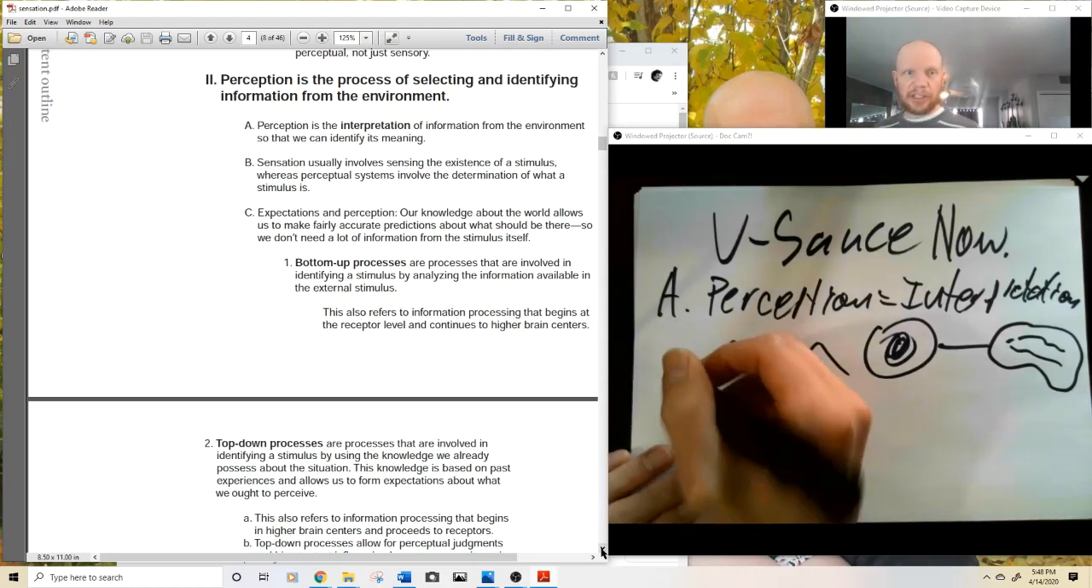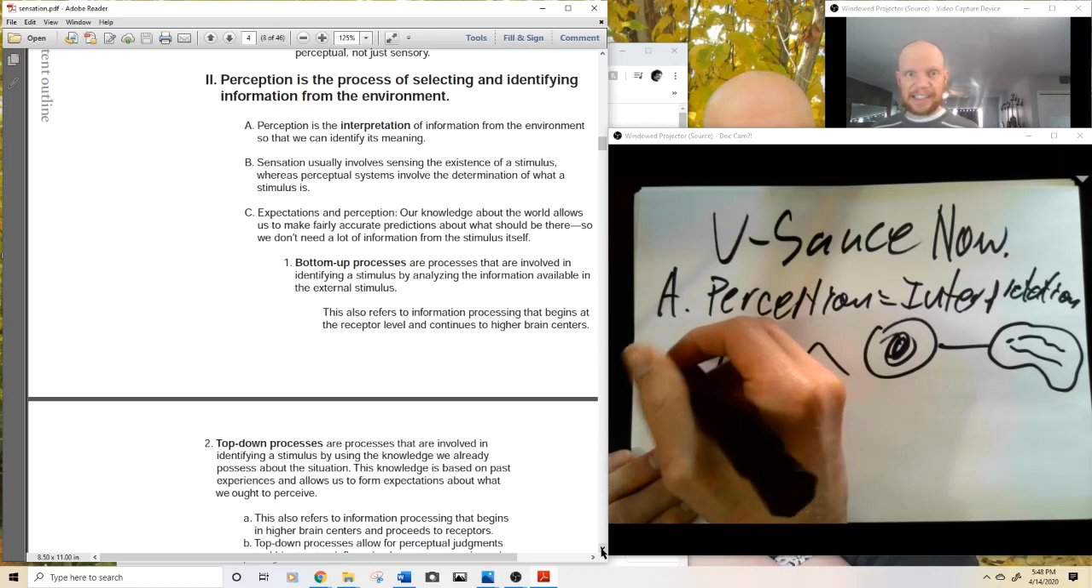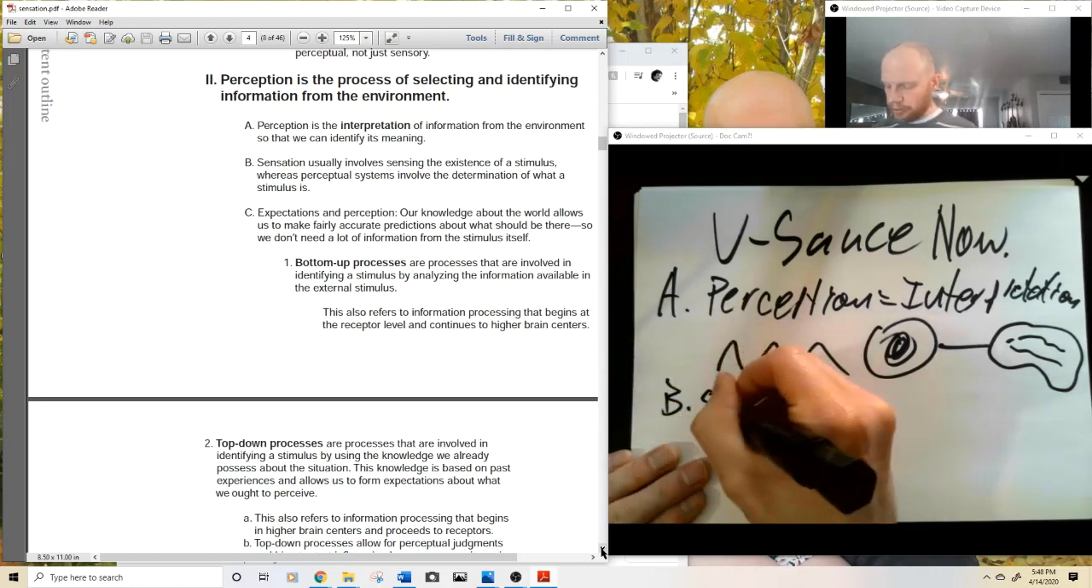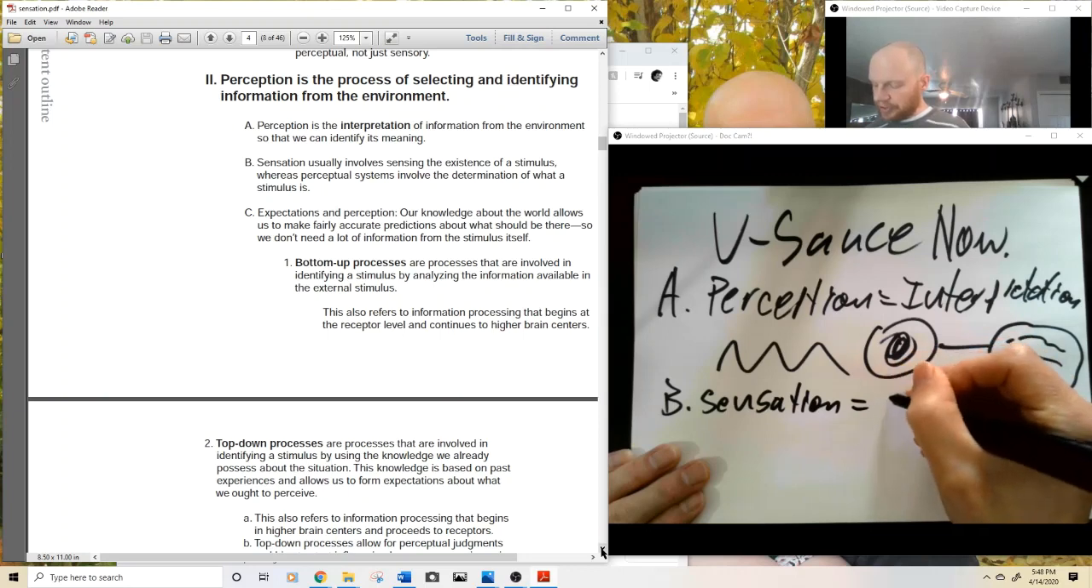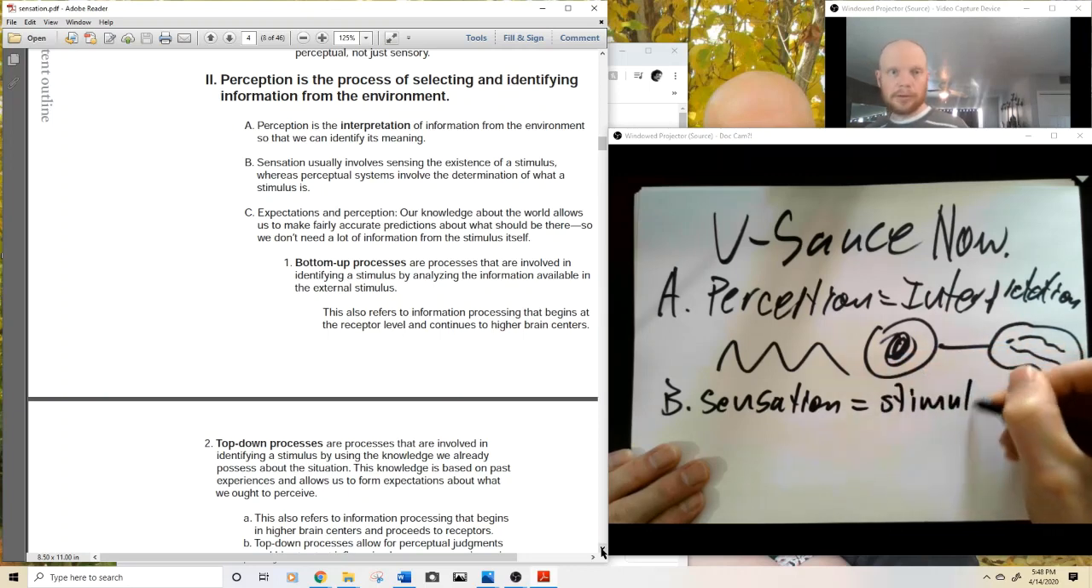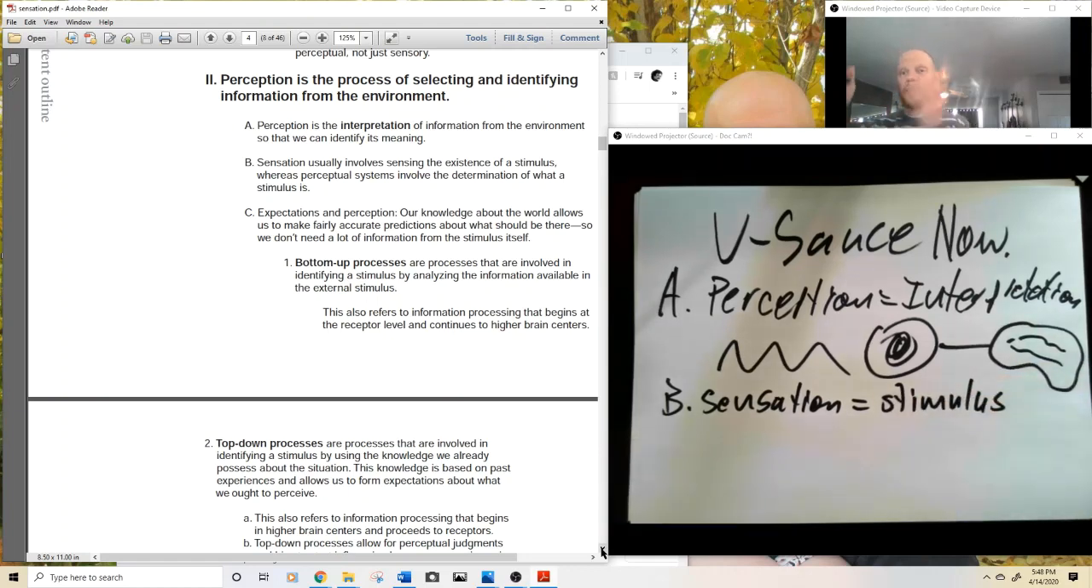So sensation, as I said here, equals the stimulus, or the existence of a stimulus. There has to be a stimulus there. It's there. There's some sort of sensation that comes in. You get it, and it comes in. But now you have to make something out of it.